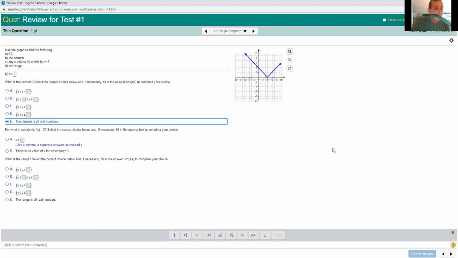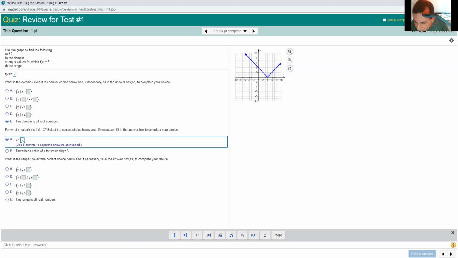All right, notice now it wants to know for what x values f of x equals 3. So now we want to find where the y value of 3 is and go over here and see what x values correspond to these two y values of 3. So let's follow 3 on the y's. So I got a point right here, which is at the x of 1. So 1 would be my first x. So I'm going to put a 1 and a comma.